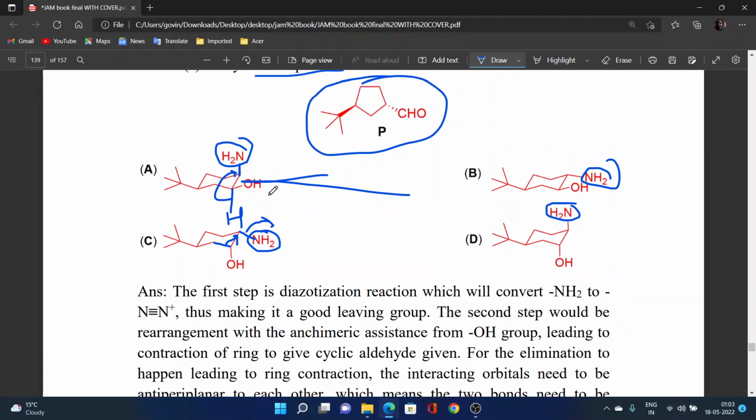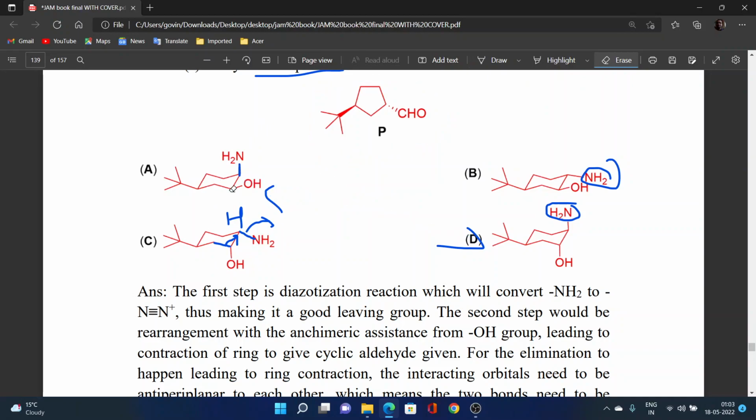So definitely A and D cannot be the answer, because in both A and D the NH2 is in axial position. If NH2 is in axial position, the alkyl group will not migrate, because there is no part of the chain in the ring which is anti-periplanar to axial. So the very clear-cut answer is B and C.